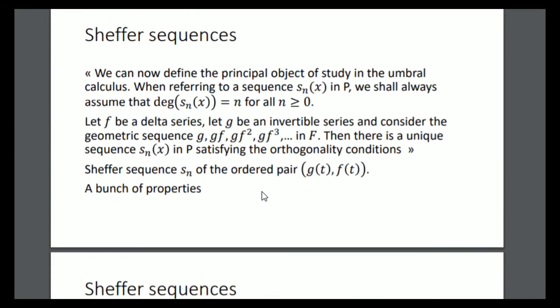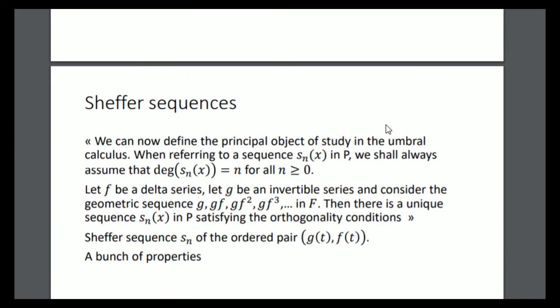Now, we're going to talk about an object called Sheffer sequences. So I'm going to read what's in the book. We can now define the principal object of study in the umbral calculus. When referring to a sequence s_n of x in P, we shall always assume that the degree of s_n of x is equal to n. So okay, no problem, it's just a sequence of polynomials.